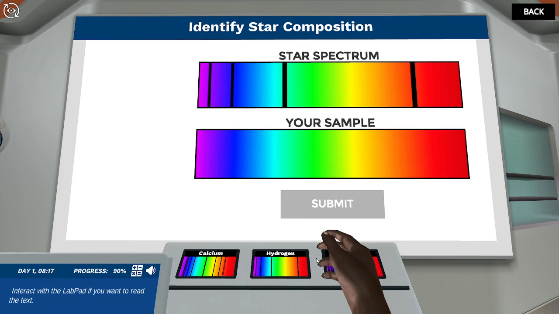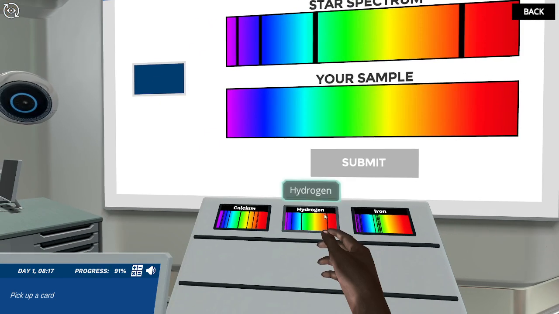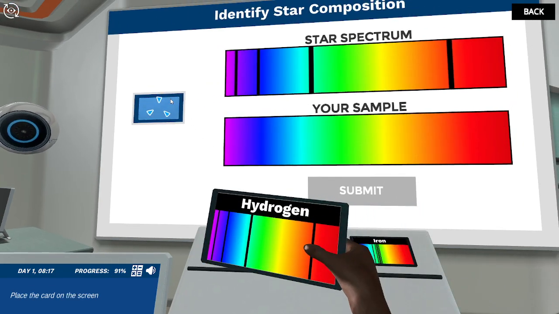On the table in front of you, there are 3 cards. Each card has the absorption spectrum of a different atom. Match the cards on the table to the spectrum of the star to find what atoms are there in the atmosphere of the star you picked. Pick up a card. Place the card on the screen.